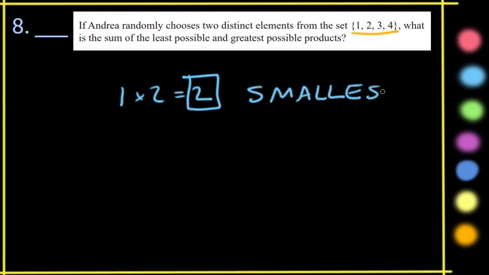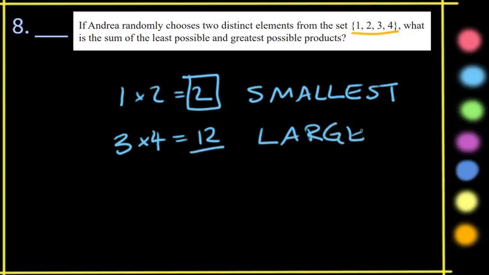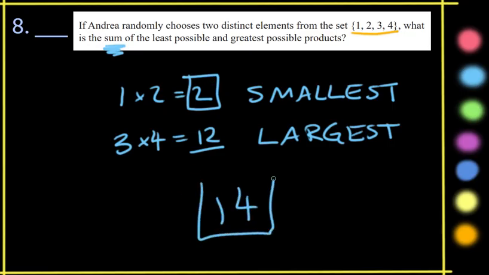So what's the greatest possible product I can get? Well, similarly, we need to take the 2 biggest values in this set and multiply those together. That'll be 3 times 4, which will give us 12, and that is the largest. So what does it want to know? It wants to know the sum of the least and the greatest. So we take 2, we add 12, and that gives us 14 altogether. So the answer to this one is 14.